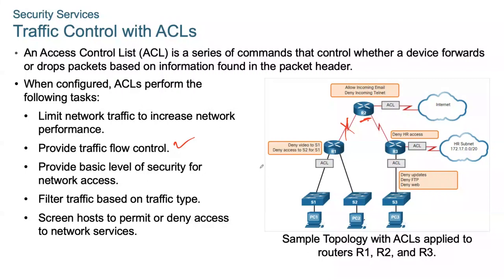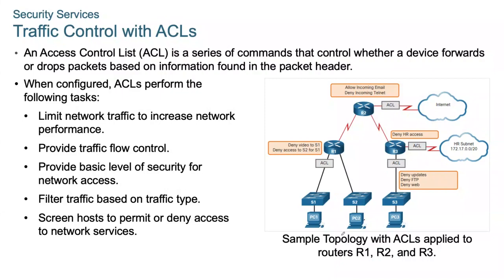And another one is that this ACL provides a basic level of security for network access. What type of security can it provide? Here you can see the human resources subnet and a public network. When they try to access information or send information to PC1 or PC2, which are in another network, in that case they try to provide access control.